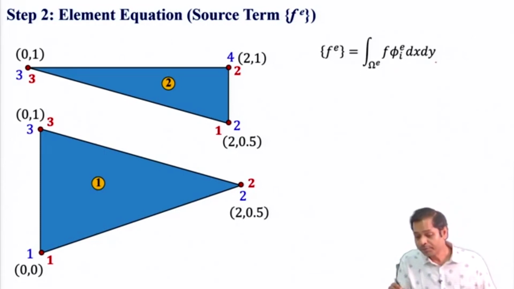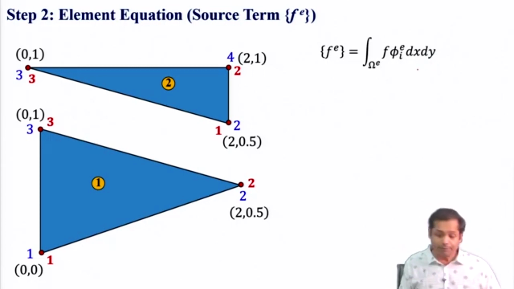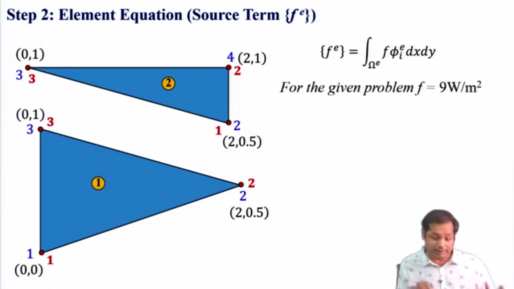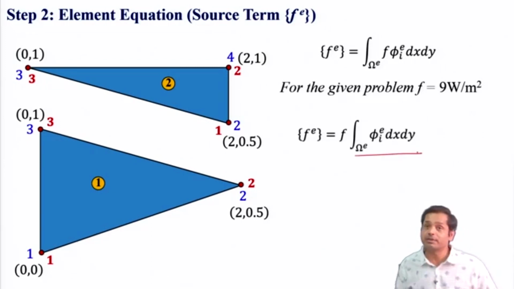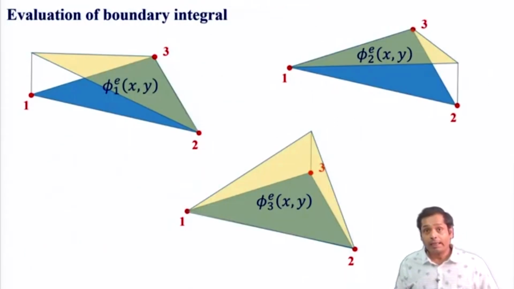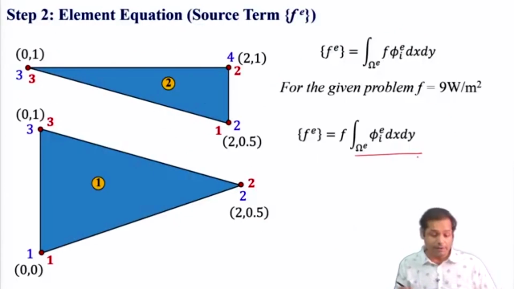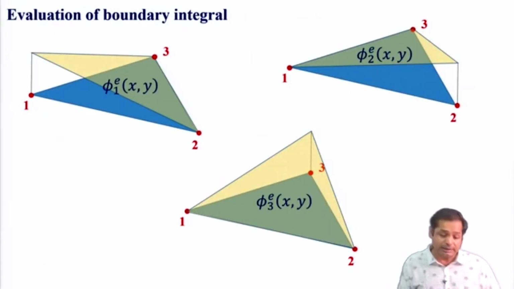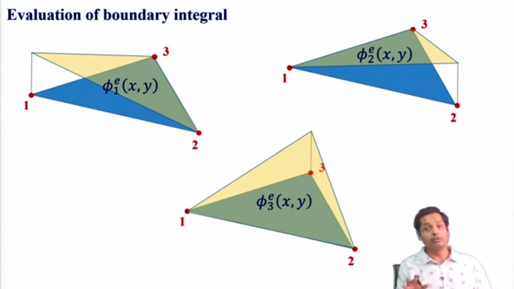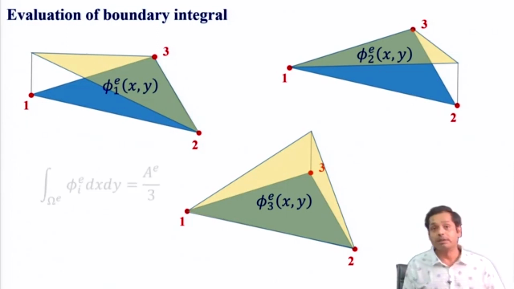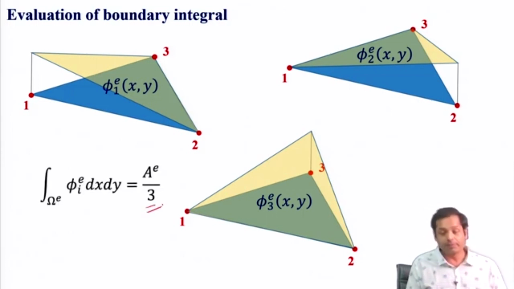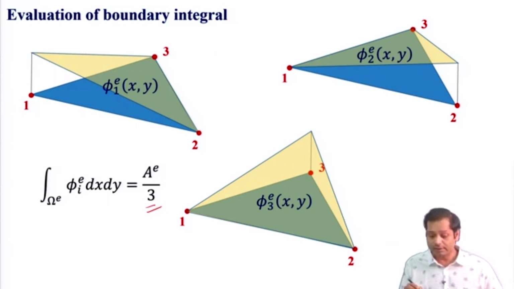The source term is given by this, and this needs to be integrated again over the domain. So f is constant in our case in this problem. So we can take f out, and then this is the integration of the shape function. We have to perform this integration of the shape function over the entire element. Now these are the shape functions for a triangular element. We have not done this, but you can do it yourself and check that if you integrate this shape function over the element, this will give you this result, where A is the area of this triangular element.